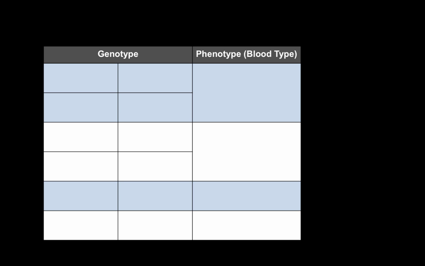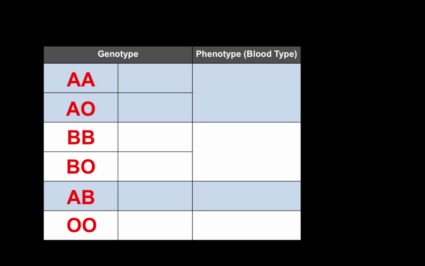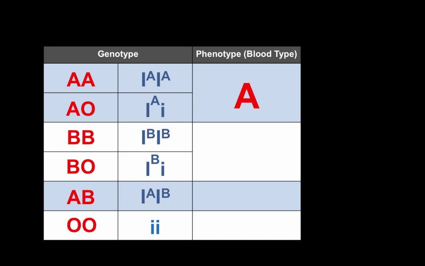Alright, so let's look at how the genotypes and phenotypes match up. I can have two big A's, or an A and an O, because remember O is recessive, a B and a B, a B and an O, an A and a B, and two O's. Again, I can also write them this way. Now, big A A and big A O are both going to give me blood type A.